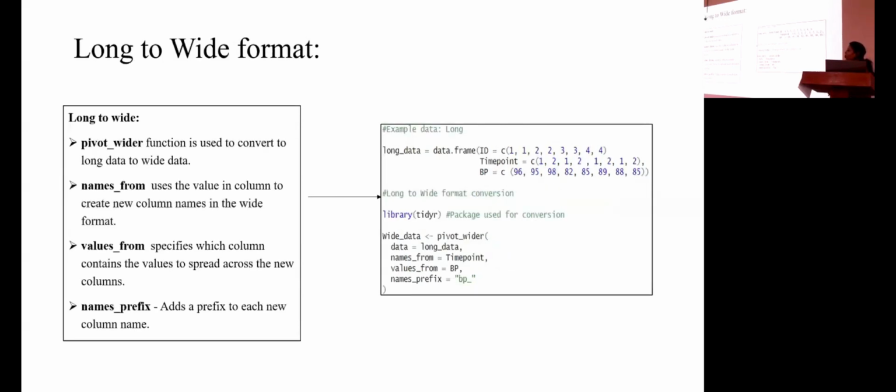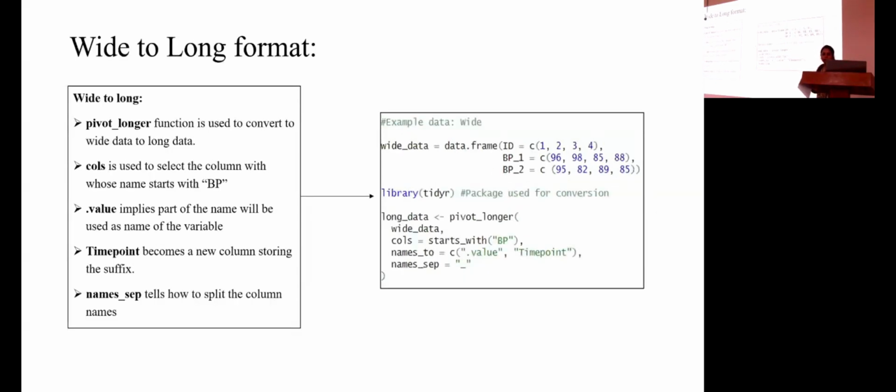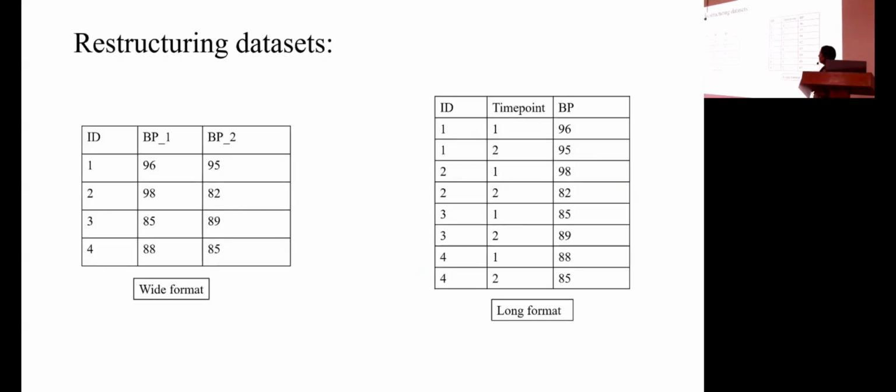Similarly, pivot_wider. Here ID is 1, 2, 2, 2, 3, 3, when we are repeating the data set. In this data set, ID 1 has 2 observations, time point 1 and 2. ID 2 has 2 observations. So the ID is repeating, right?